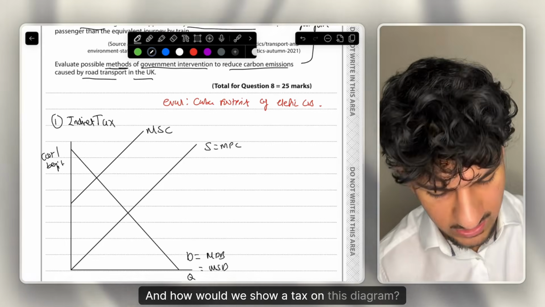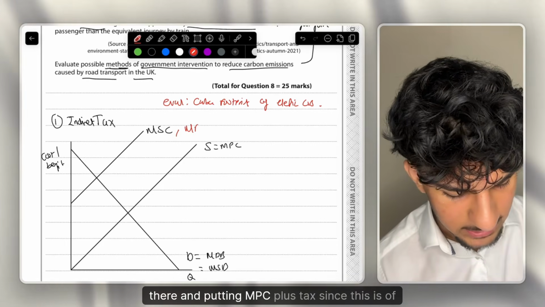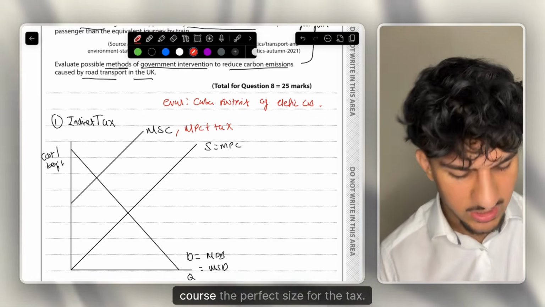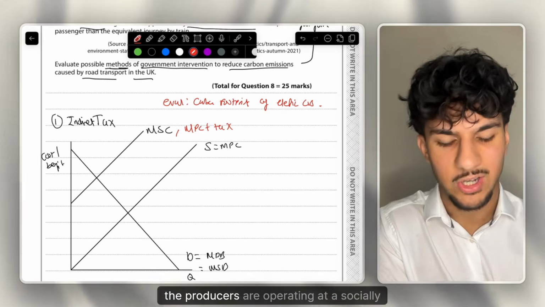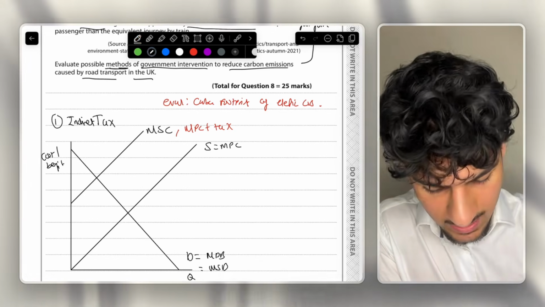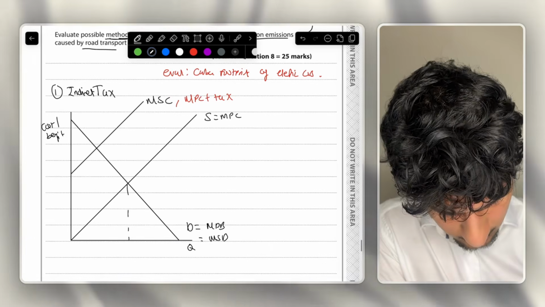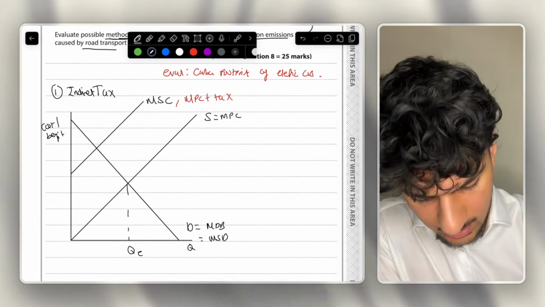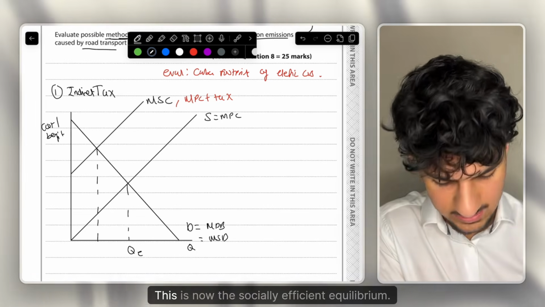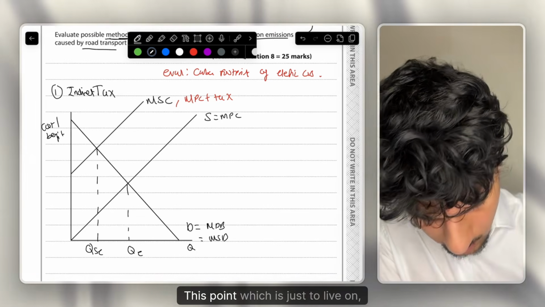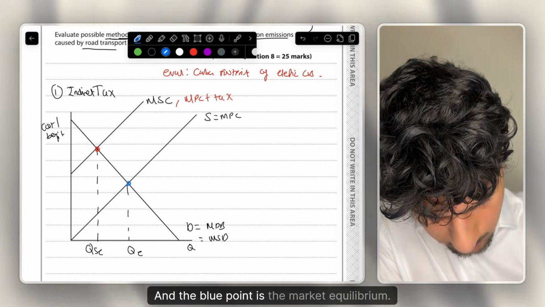And how would we show a tax on this diagram? You can do it very simply by just putting a comma there and putting MPC plus tax, since this is of course the perfect size for the tax. Why? Because now the producers are operating at a socially efficient equilibrium. Let's label that on. So what would this equilibrium be? This would of course be the market equilibrium at QE, and then we have where MSC intersects MSB. This is now the socially efficient equilibrium at this point, which is just to label on. That is the socially efficient equilibrium, and the blue point is the market equilibrium.